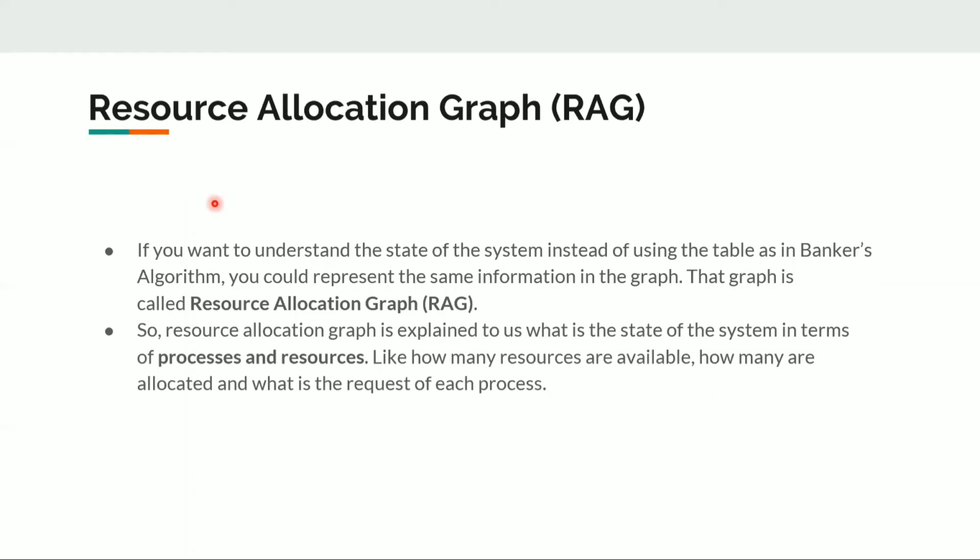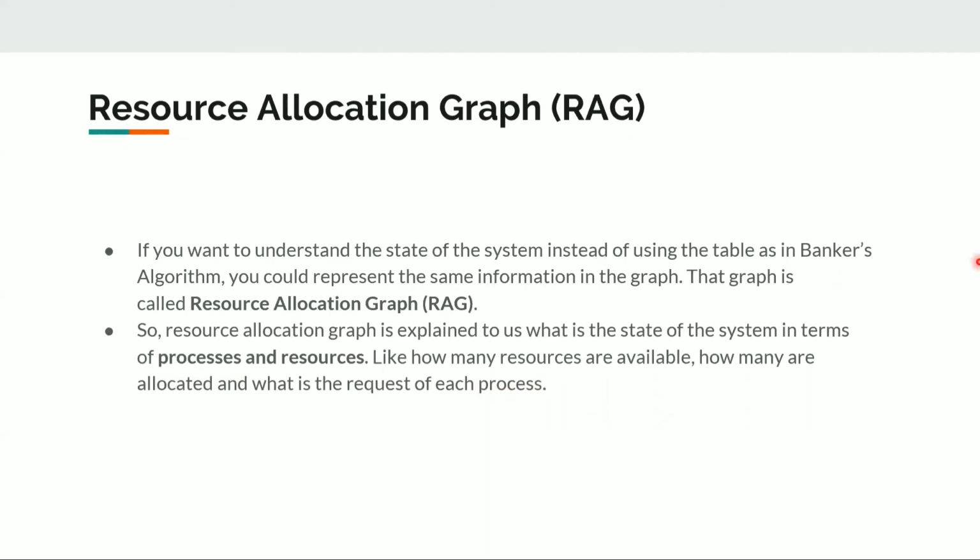Some time back, we saw that we just draw a table to know the state of our system, which resources are already allocated to which process, and which resources are available. So instead of drawing a table, we can draw a graph, and by a graph we can know the current state of a system. The resource allocation graph explains the state of the system in terms of processes and resources, like how many resources are available, how many are allocated, and what is the request of each process.